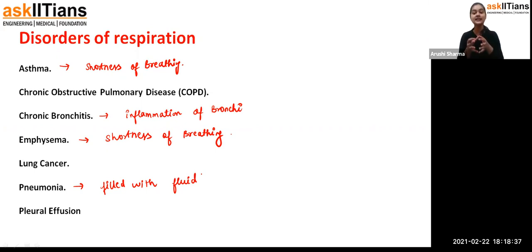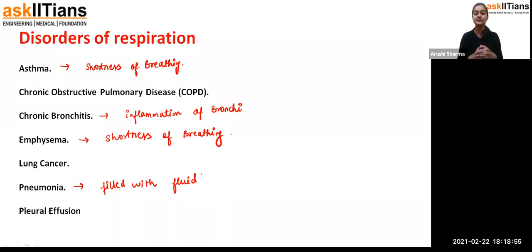But when the lungs are getting filled with some fluid or something like that, you can see, student, that there will be a difference in the volume or the pressure. And when this problem is there, the inhalation and exhalation of oxygen and carbon dioxide will get difficult. So that is the problem which we face in pneumonia.